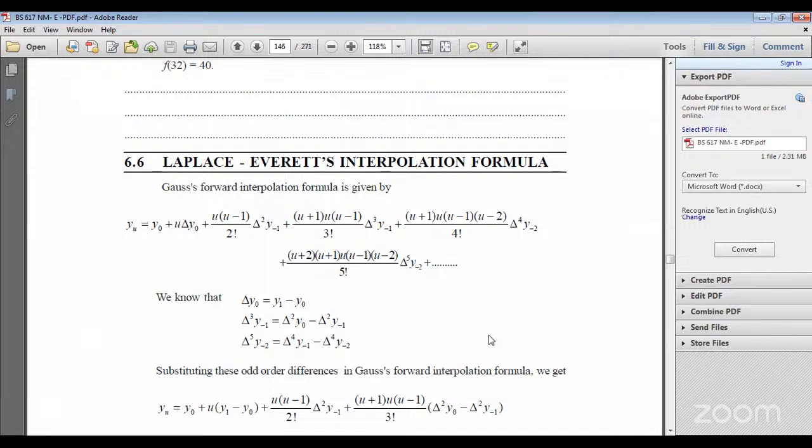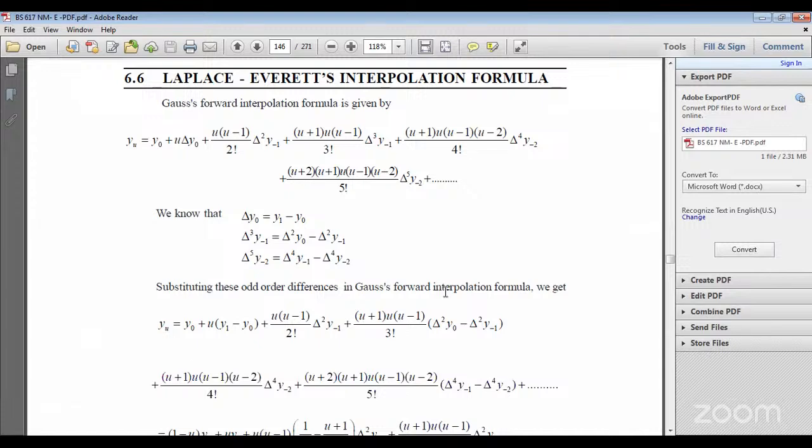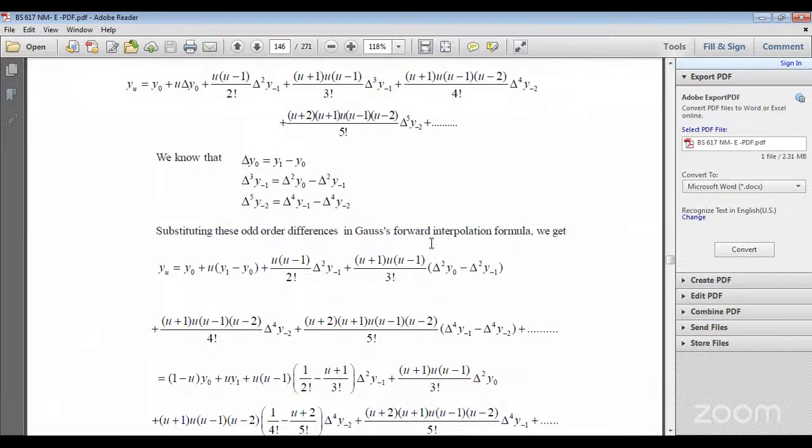So delta y0 is equal to y1 minus y0. Del cube y minus 1 is equal to del square y0 minus del square y minus 1. Del 5 y minus 2 is equal to del power 4 y minus 1 minus del power 4 y minus 2. Substituting these order differences in the forward interpolation formula, y is equal to y0 plus u into (y1 minus y0), then u(u minus 1) by 2 factorial del square y minus 1, then (u plus 1) u(u minus 1) del square y0 minus del square y minus 1, where (u plus 1) we take but here u minus 2 is added.